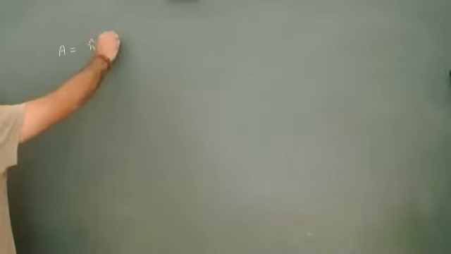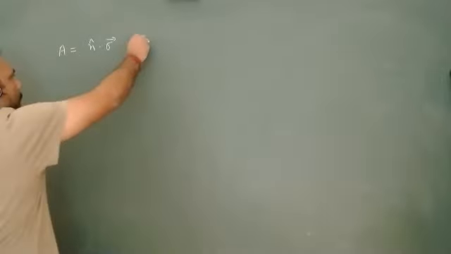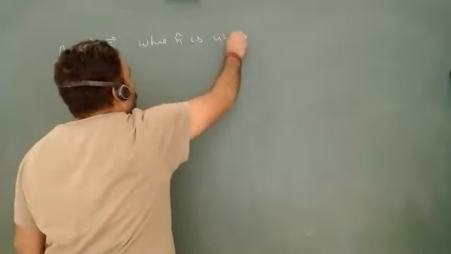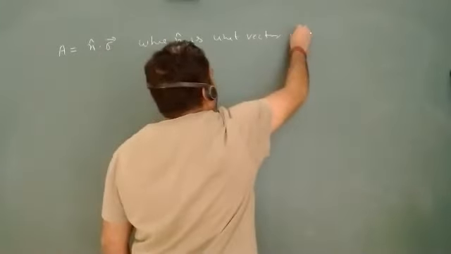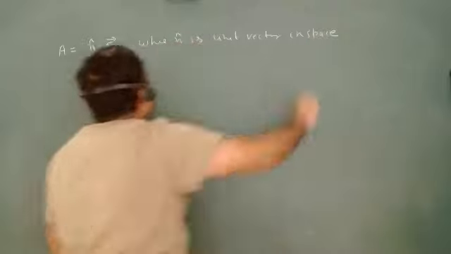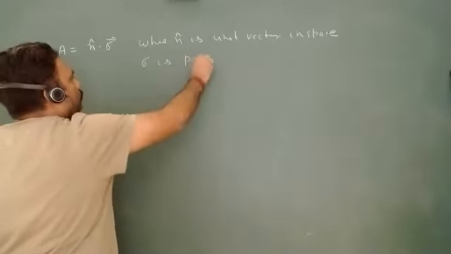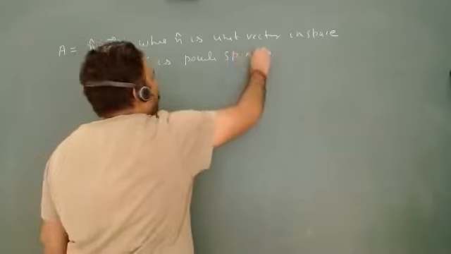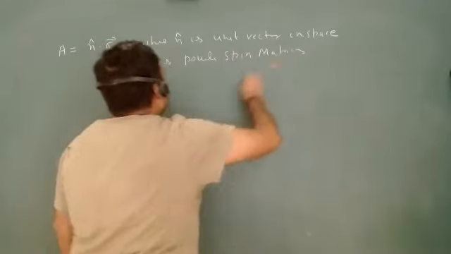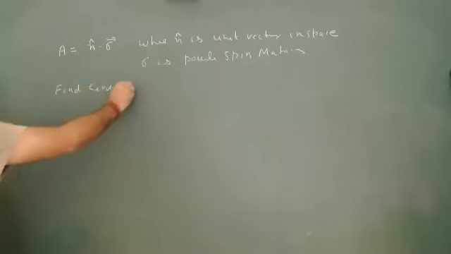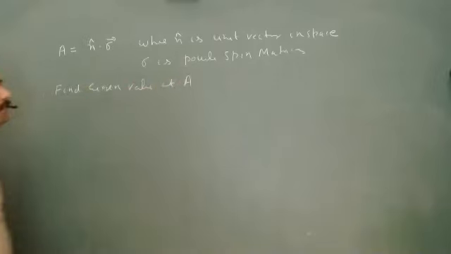Operator A is defined as n cap dot sigma, where n cap is a unit vector in space and sigma is the Pauli spin matrices. Find the eigenvalue of A.